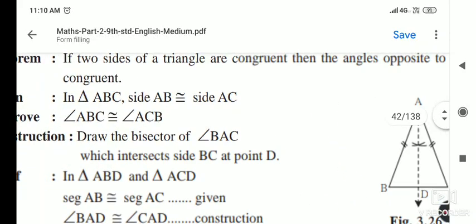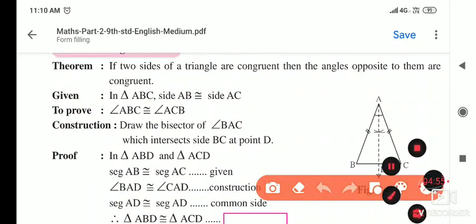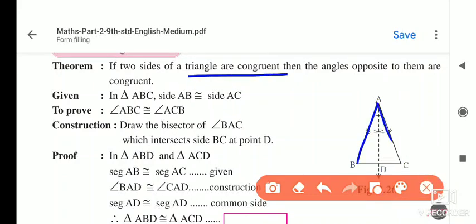Now we will move towards the activity. So what will come in the given? If two sides of a triangle are congruent. So here, which are the two sides? AB is congruent to AC. So here in triangle ABC, AB is congruent to AC. As you know, the statement which follows 'if' is the antecedent and it is the given for our theorem. So our triangle is ABC, and which two sides are congruent? AB and AC. That we have to write in the given.